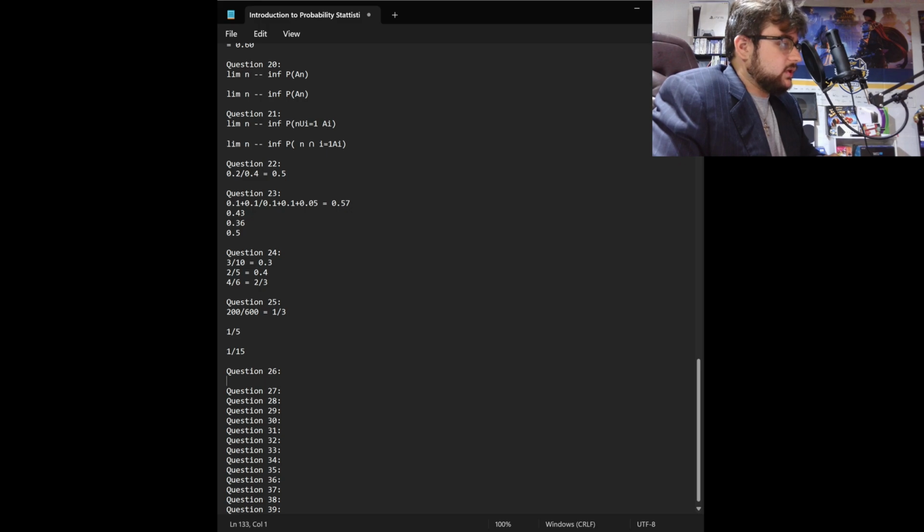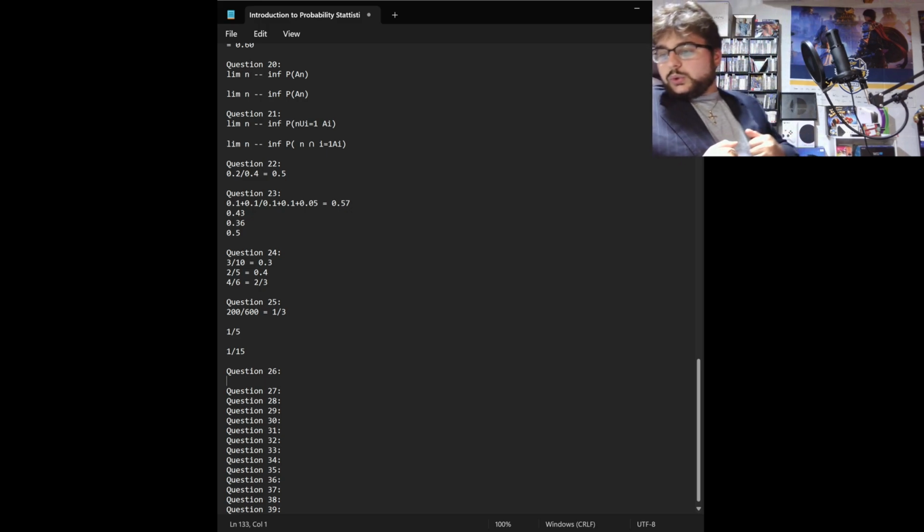Okay, so we're on to 26 now. I roll the die n times. Find the probability that the numbers 1 and 6 are both observed at least once.